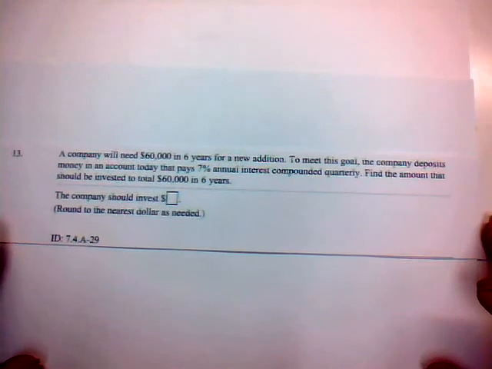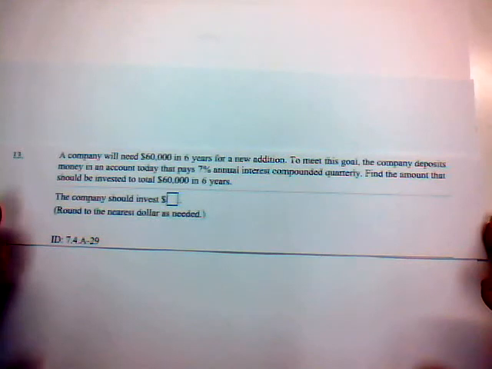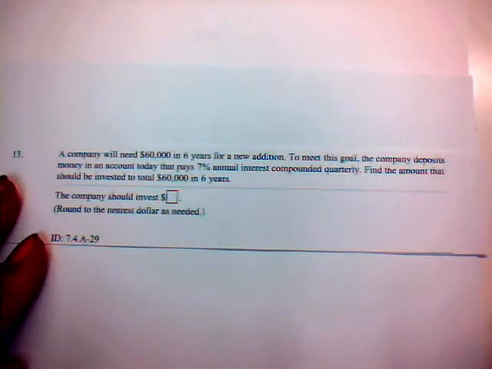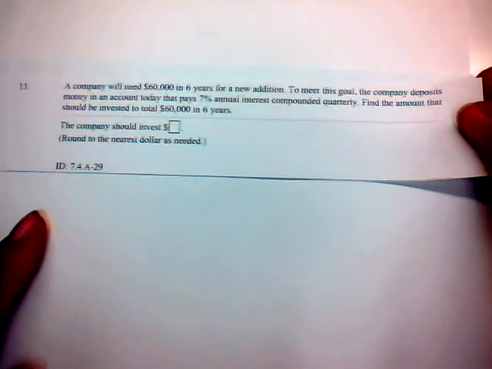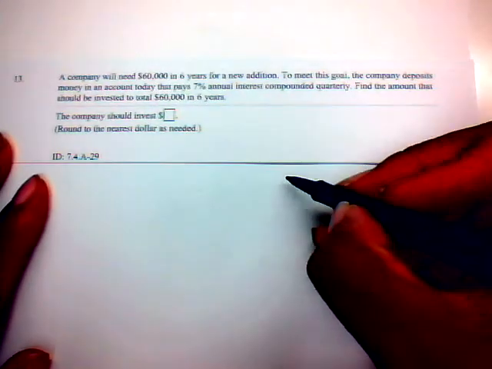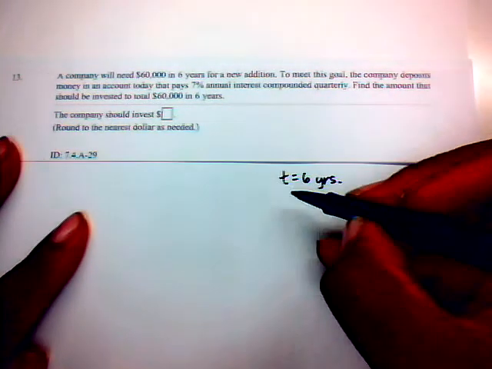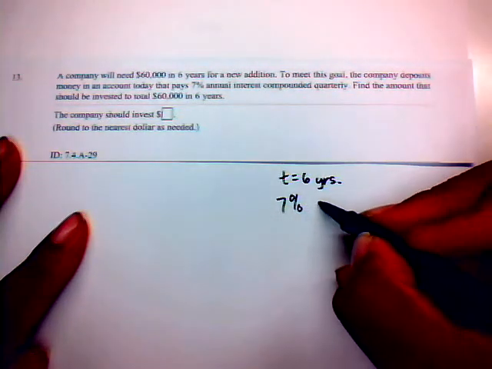Problem number 13. A company will need $60,000 in 6 years to make for a new edition. To meet this goal, the company deposits money in an account that pays 7% annual interest compounded quarterly. Find the amount that should be invested to total $60,000 in 6 years. So in other words, they're going to need $60,000 in a 6-year time frame. So T is going to be 6 years. And they're going to deposit money where the annual interest rate is 7% and is compounded quarterly.